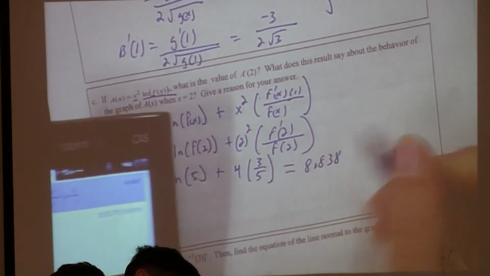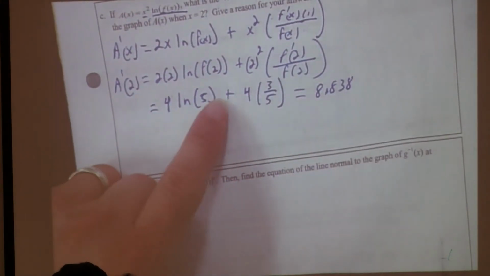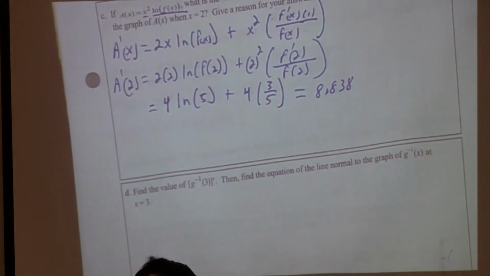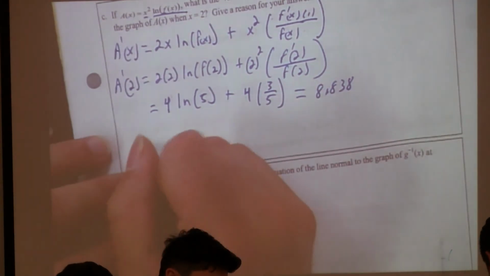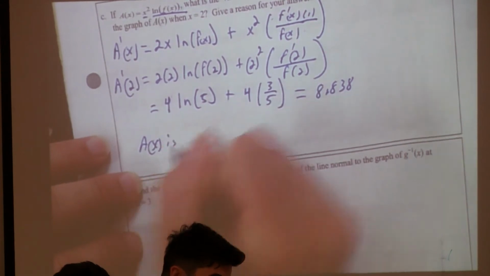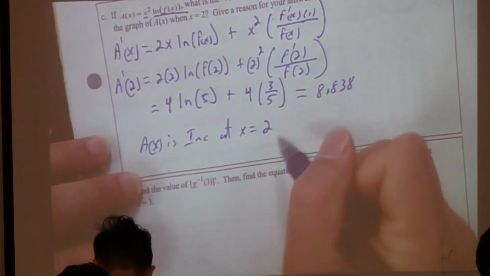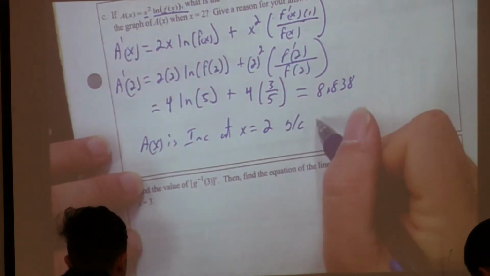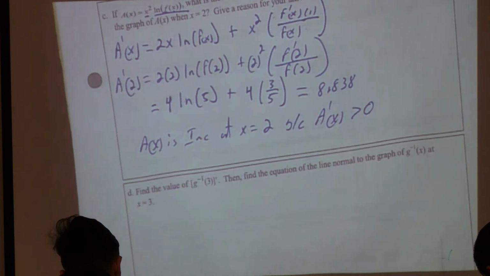So this is 8.838. It is a positive value, for those of you that could not tell it was positive from here. So what does it tell us about the behavior of A of x? A of x is increasing at x equals 2, because A prime of x is greater than 0. Super easy.